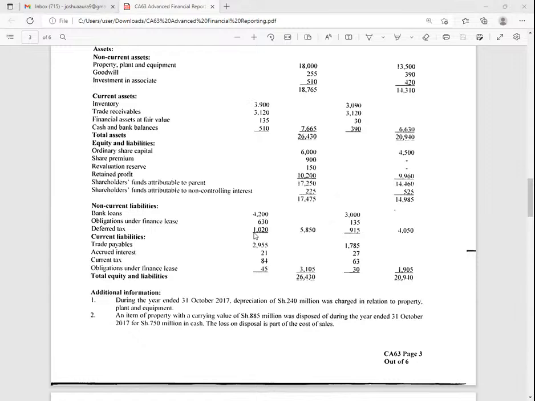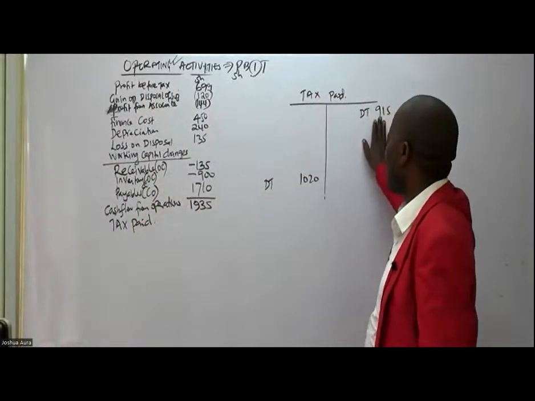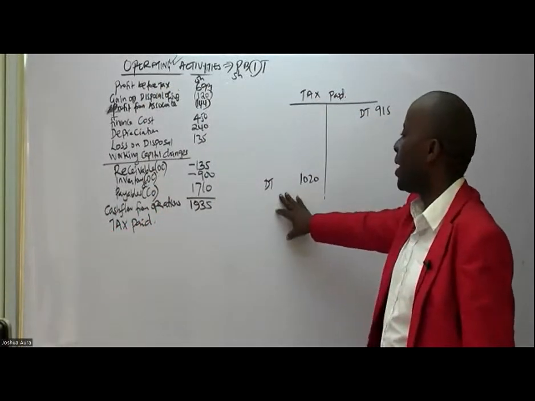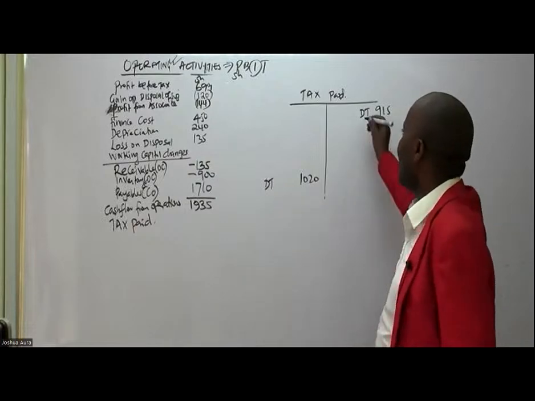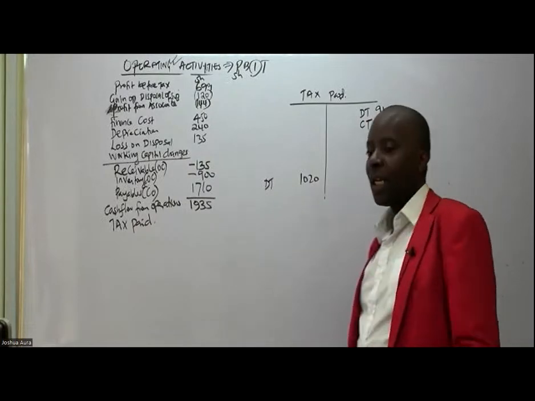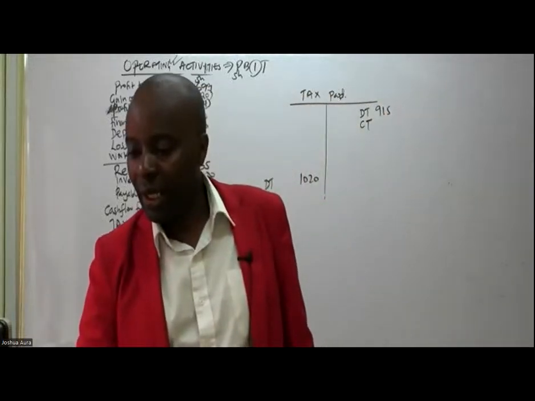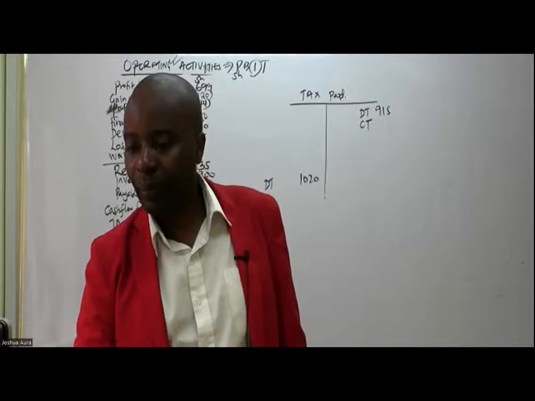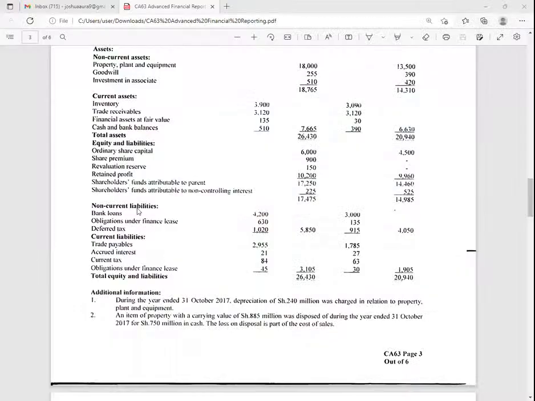So see what I've done. I've taken deferred tax brought down, and then deferred tax carried down. And now we're going to have the current tax. The current tax from the deferred tax account, how much is it? I can see current tax brought down from last year is 63, and 84.